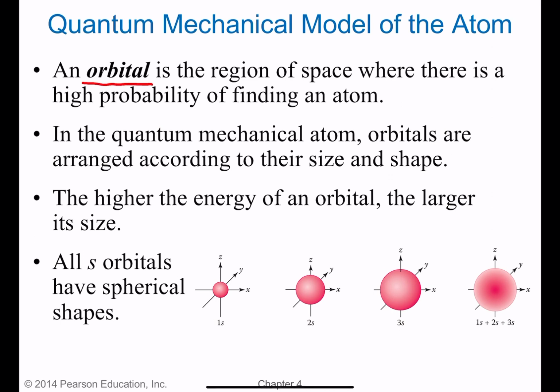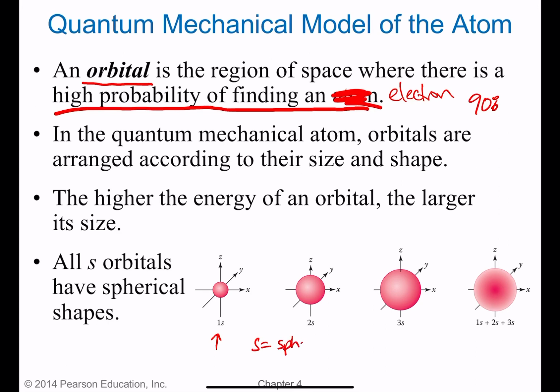An orbital is a region of space where there is a high probability of finding an electron. It's not a guarantee, and it's traditionally about 90% probability of finding the electron. So here's an example of what the 1s orbital or 1s sublevel looks like. You can think of S for spherical. That's not what it actually stands for, but just to help you remember.